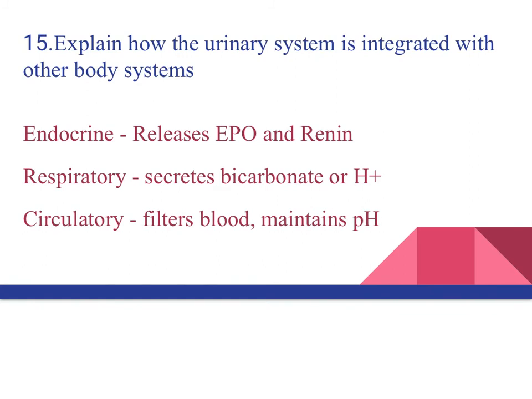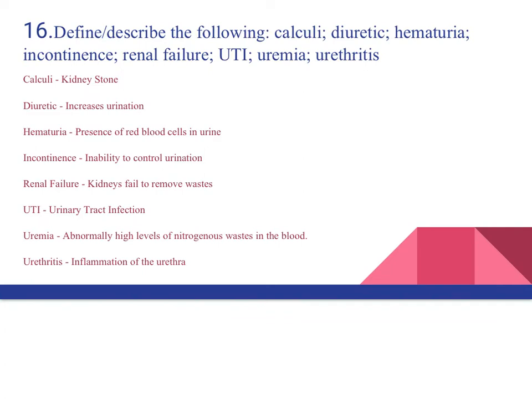We made 3 connections with the urinary system. We connected it to the endocrine system because of the EPO and the renin that's released. Renin is actually an enzyme, so I'm not sure if you would consider that endocrine, except it does eventually trigger the release of aldosterone. The respiratory system, we talked about bicarbonate and hydrogen to maintain pH. And then the circulatory system, clearly it regulates the blood by filtering it and maintaining the volume and pH.